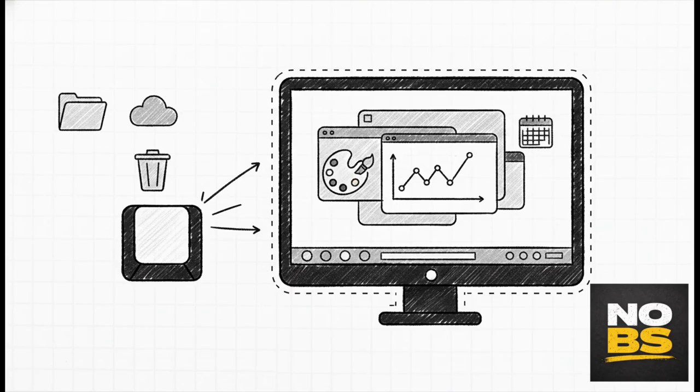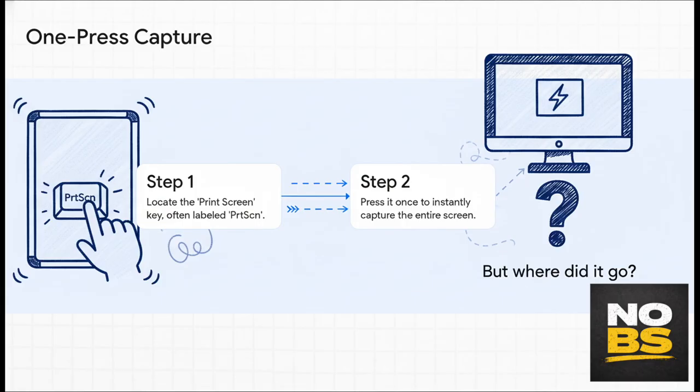So, imagine this. You need to grab a picture of your entire desktop, every single open window, the taskbar, the whole shebang. Well, there's one key that does all of that instantly. And that's literally it, just one tap of the Print Screen key. You might see it labeled PRTSCN on your keyboard. Now, you won't see a flash, you won't hear a sound, but trust me, a perfect snapshot of your entire screen has just been captured.